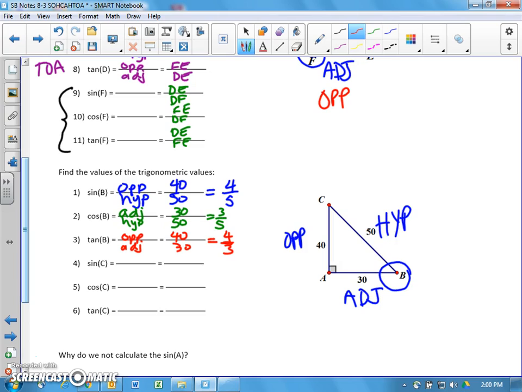I want you to stop the video now and do 4, 5, and 6 on your own, and then resume the video to check it. Hopefully your ratios reduced the way I'm showing you. To get full credit for your notes, you should have this part filled in as well.